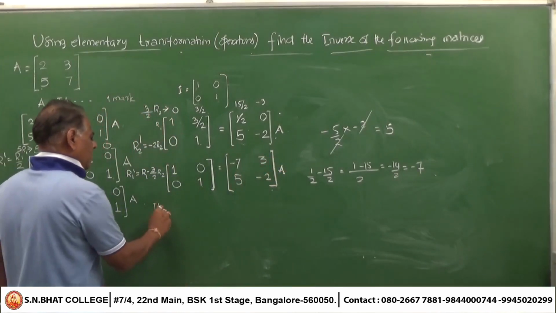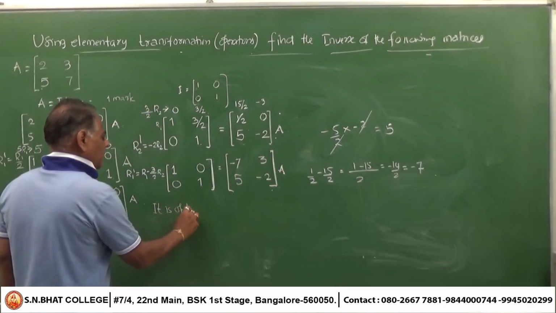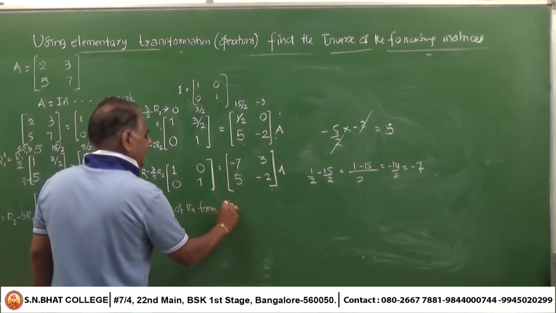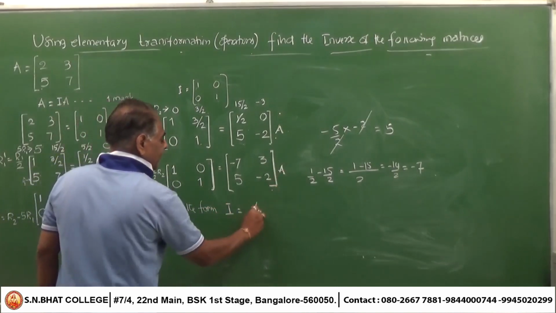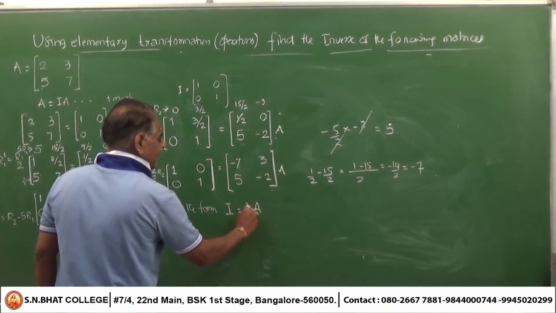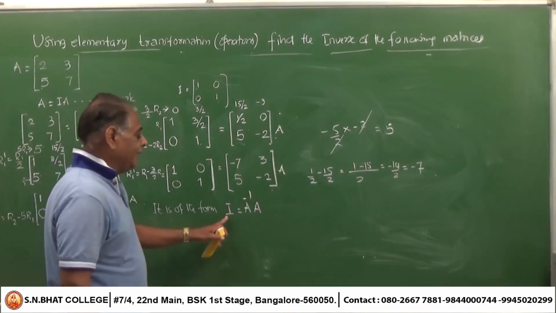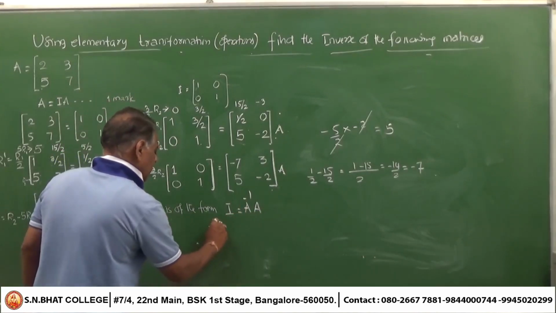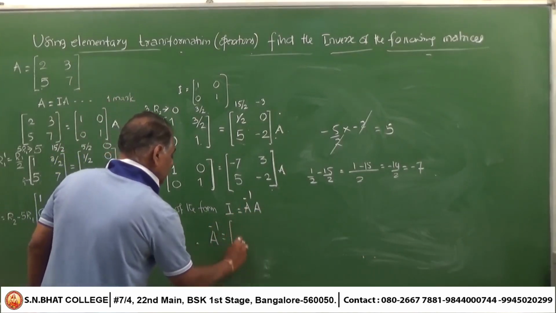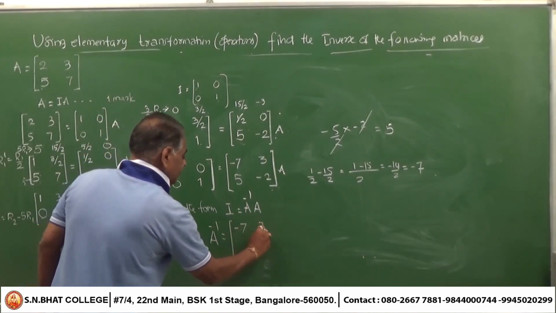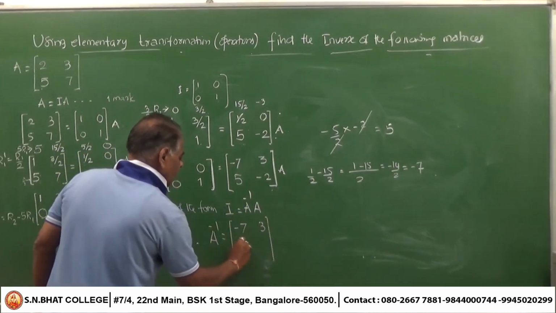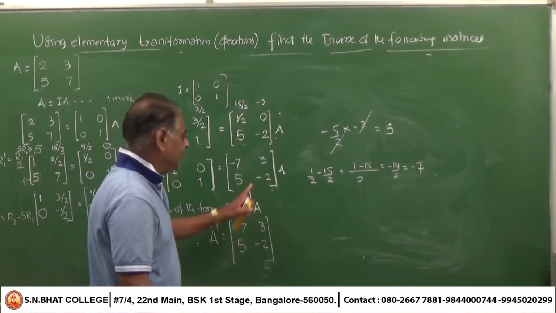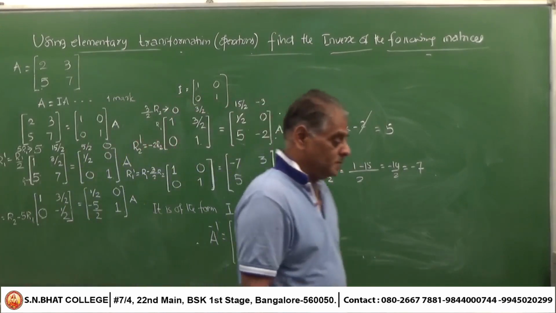It is of the form: left hand side is I, equal to right hand side A is there. It must be A inverse. I is equal to A inverse into A. Therefore, A inverse is, write the matrix: minus 7, 3, 5, minus 2. This is A. This matrix is A inverse.